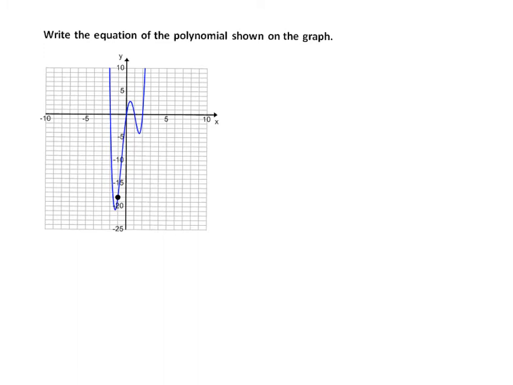Okay, let's try this example. Write the equation of the polynomial shown on the graph. So the steps aren't listed, but remember that we start by listing our x-intercepts. So we've got one at -2, 0, 1, and 2.